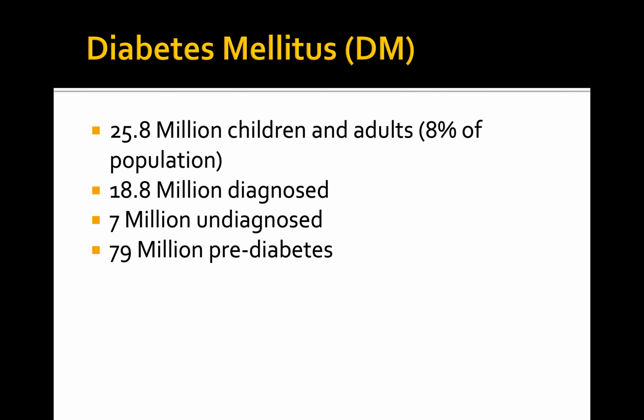Diabetes is an epidemic. Almost 26 million children and adults in the United States are afflicted with the condition. Sadly, almost a third of them don't know they have it. They're undiagnosed. And a whopping 80 million Americans are pre-diabetic.